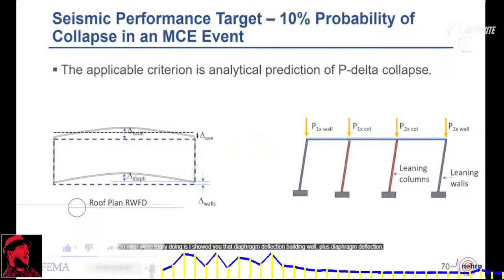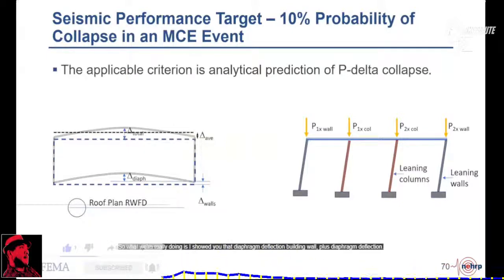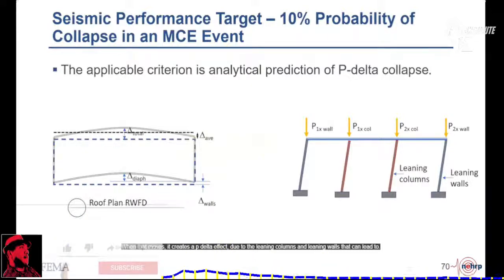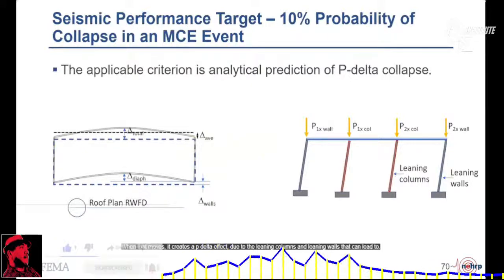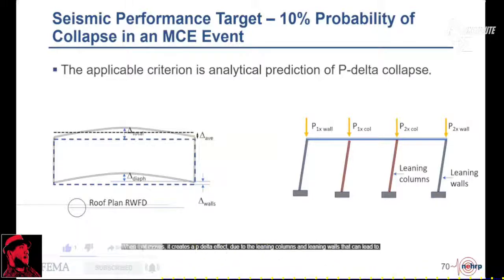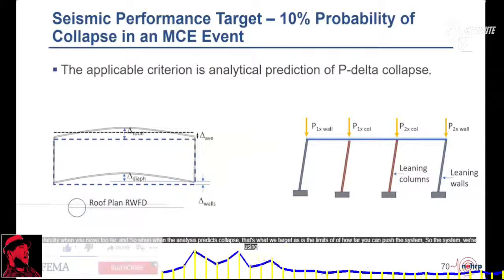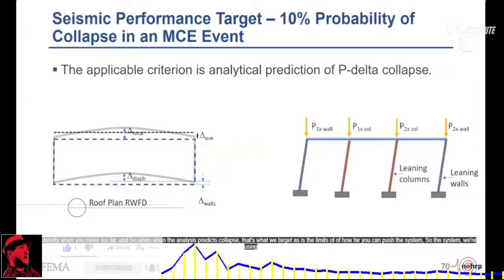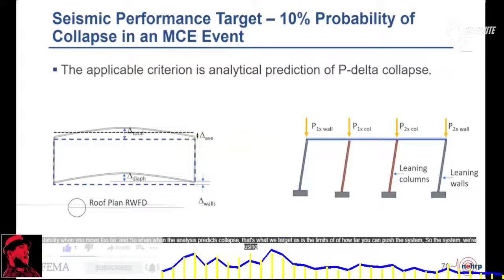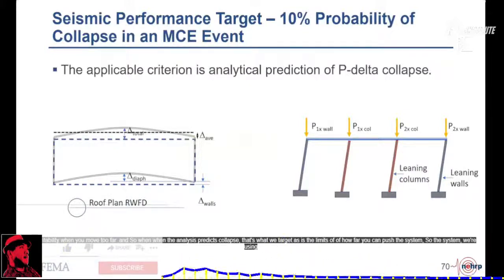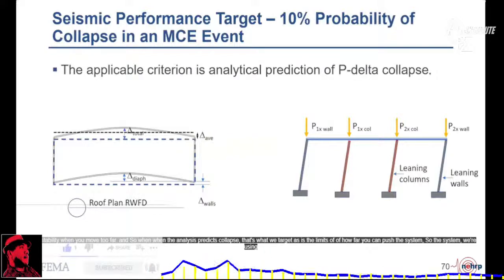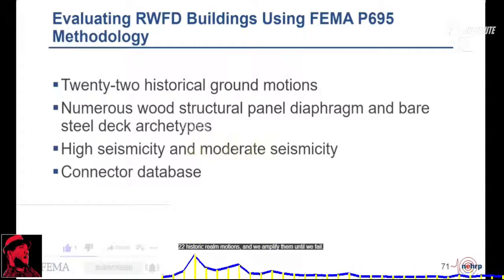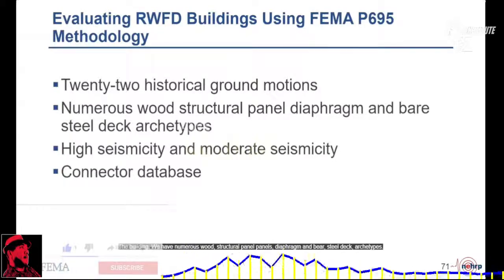What we're really doing is, I showed you the diaphragm deflection, building wall plus diaphragm deflection. When that moves, it creates a P-delta effect due to the leaning columns and leaning walls. That can lead to an instability when you move too far. When the analysis predicts collapse, that's what we target as the limit of how far you can push the system. We're using 22 historic ground motions, and we amplify them until we fail the building.